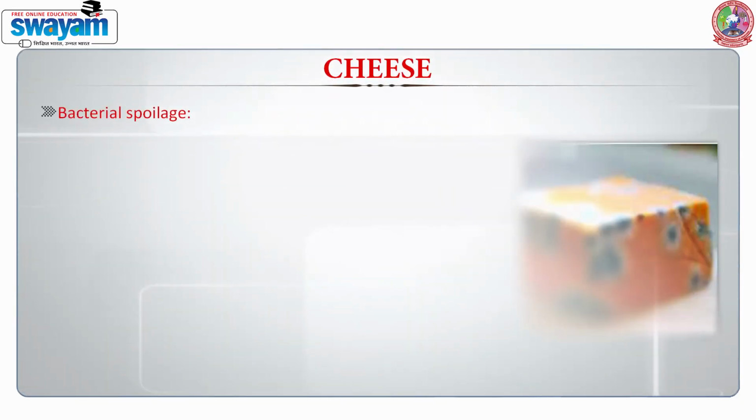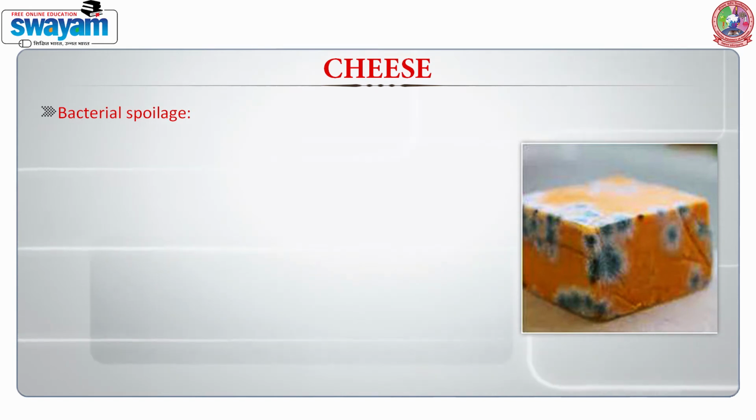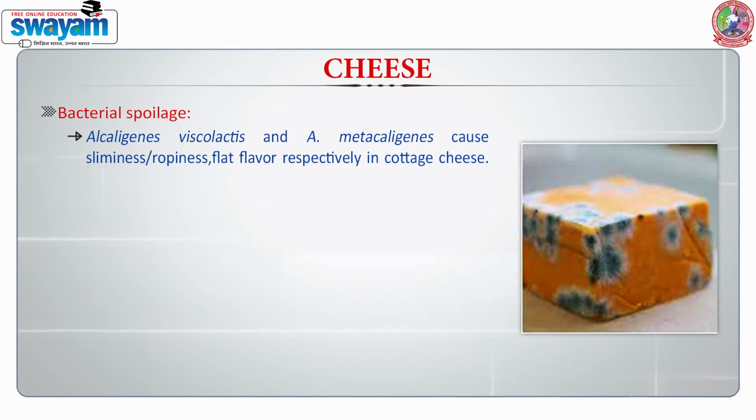Cheese is another popular milk product, and it also undergoes spoilage because it's a very good source of proteins. So we usually find lots of bacterial spoilage happening in the cheese. The most common bacteria here is Alcaligenes viscolactis, which leads to the formation of slime or ropiness. Sometimes we also see a flat flavor, and this is a very common defect in case of cottage cheese, which is known as paneer in India.